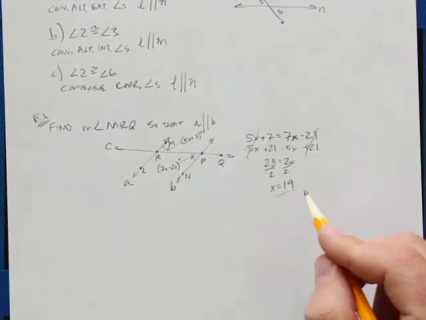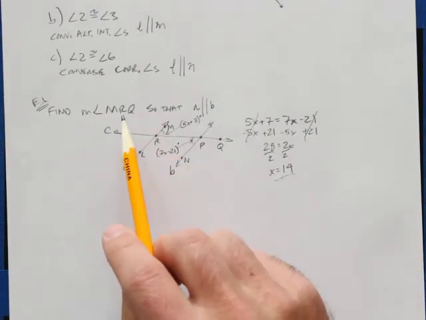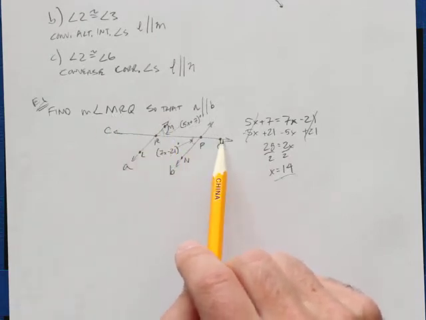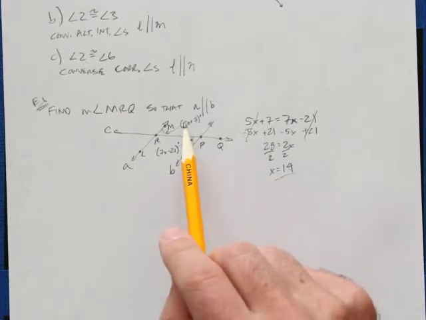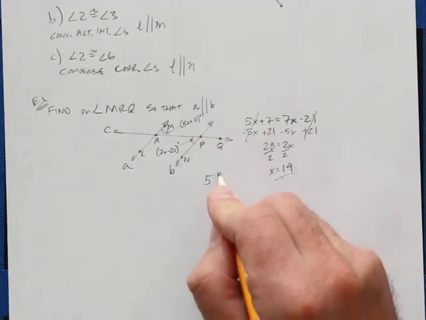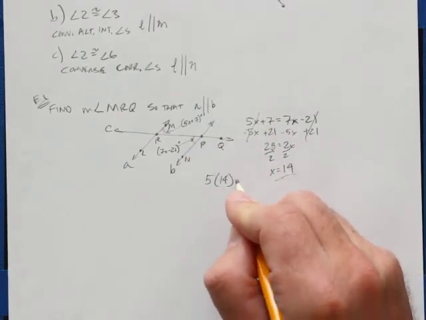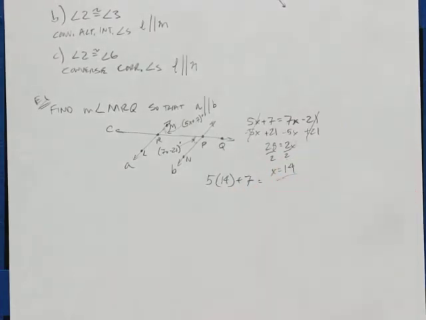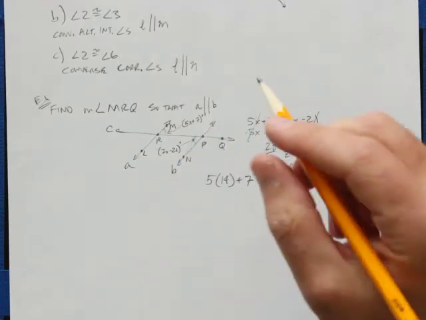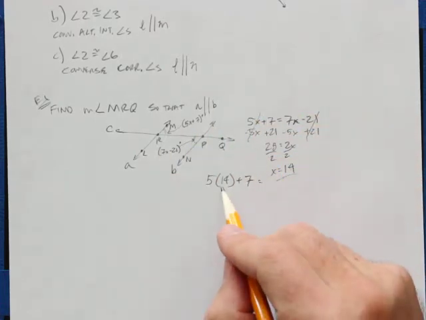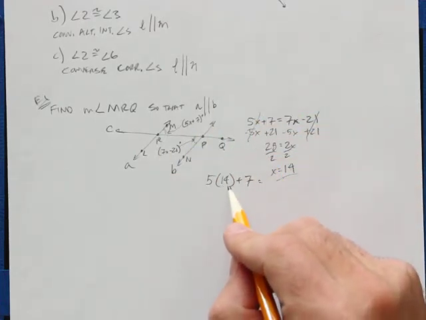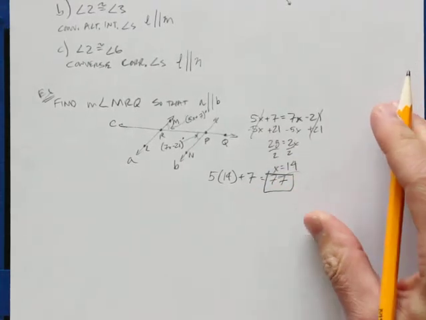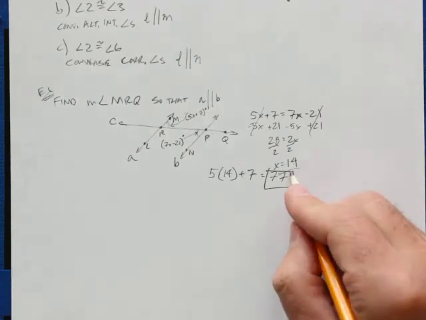Now, I'm not done yet. My question is, what is the measure of MRQ? So that means I still need to plug this 14 back into the original equation. 5 times 14 plus 7. So 5 times 14 is 70, plus 7 is 77. So measure of angle MRQ is 77 degrees.